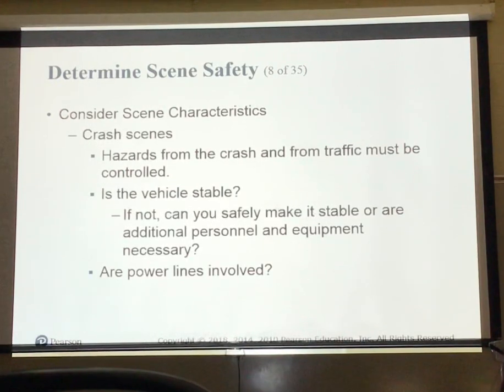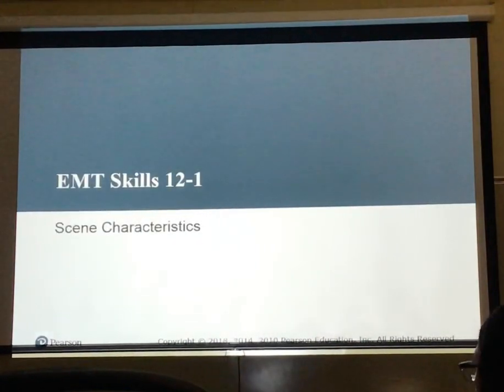At a crash scene, the EMT's attention is drawn naturally and immediately to the patient. This will put you at considerable risk if the crash scene isn't properly controlled and safety precautions have not been taken to protect emergency personnel, not only from the hazards that exist because of the crash itself, but also from vehicle traffic around the crash scene. Alright, and you need to know if power lines are involved.